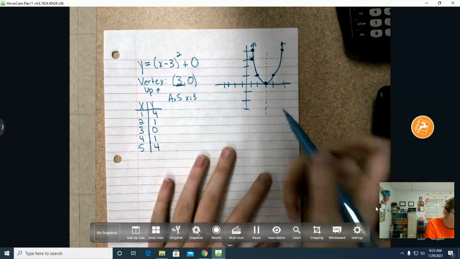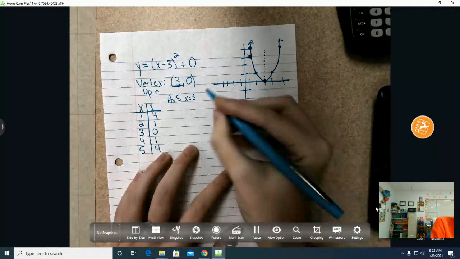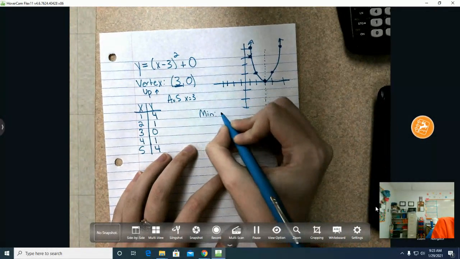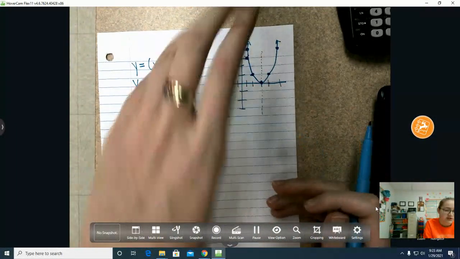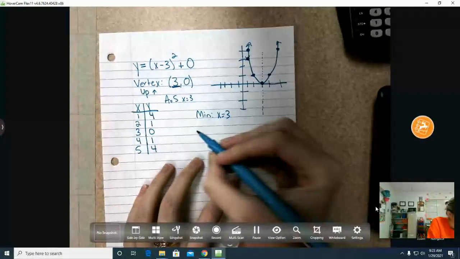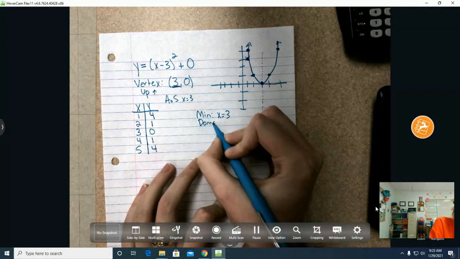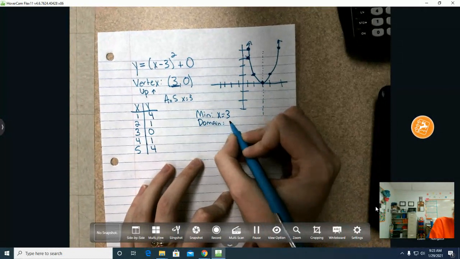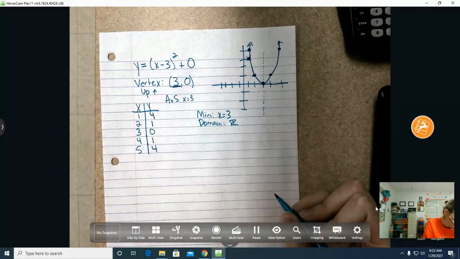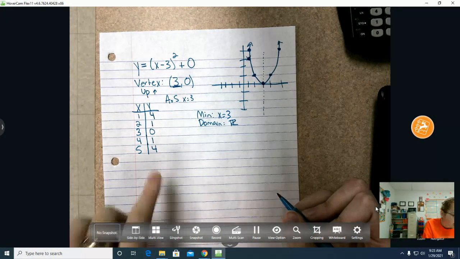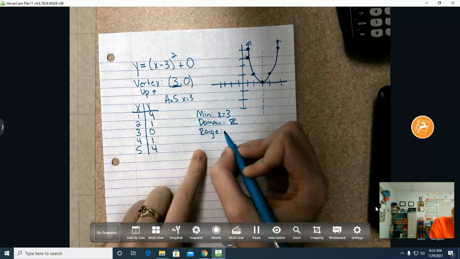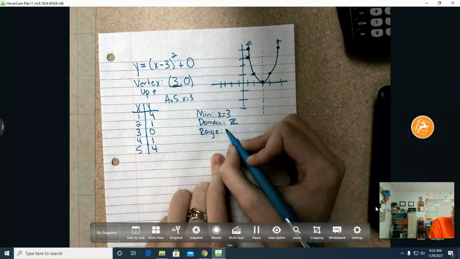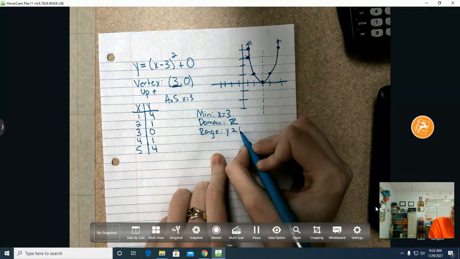Then, since this one is opening upwards, I'm going to have a minimum at x equals 3. That's my lowest x value. I'm not going to have a maximum because it goes on forever. Your domain is all real numbers. And then your range, your only limitation for your y values is that your y has to be greater than or equal to 0.